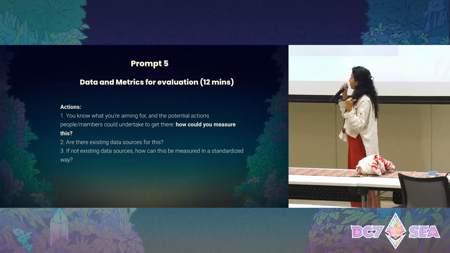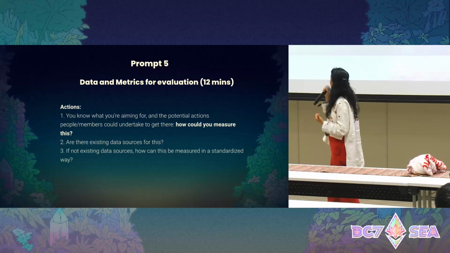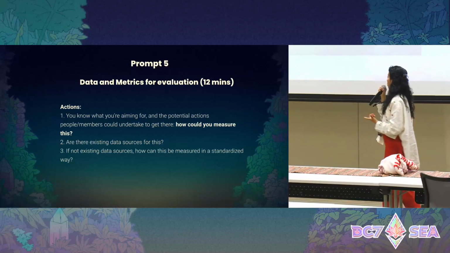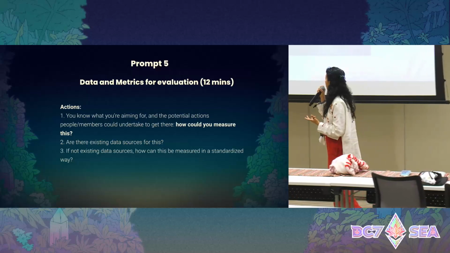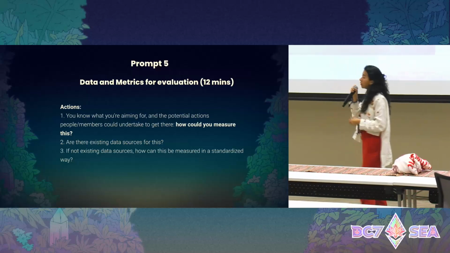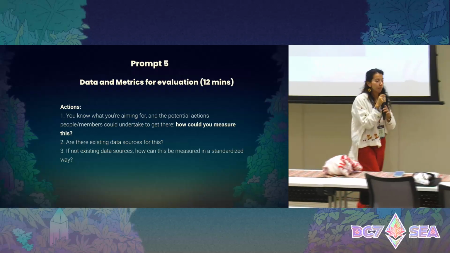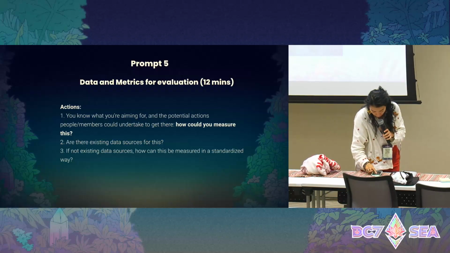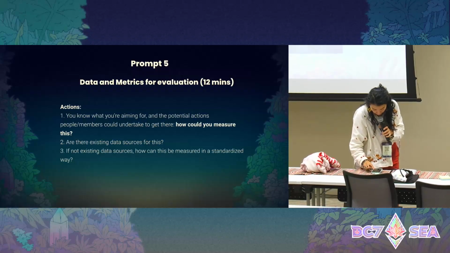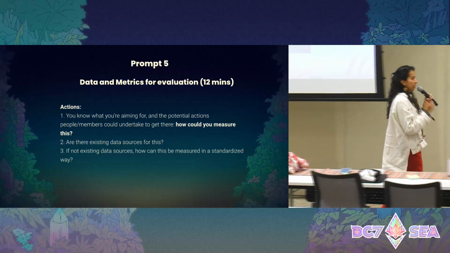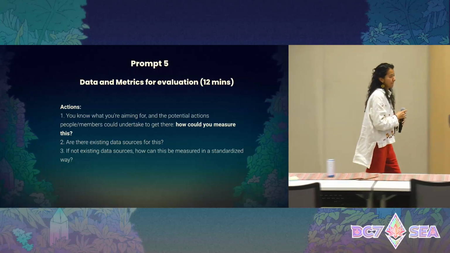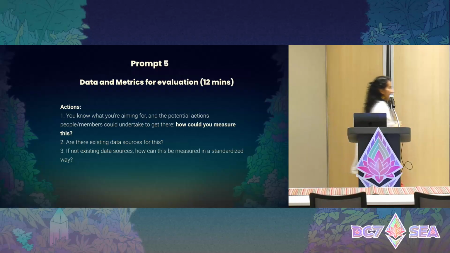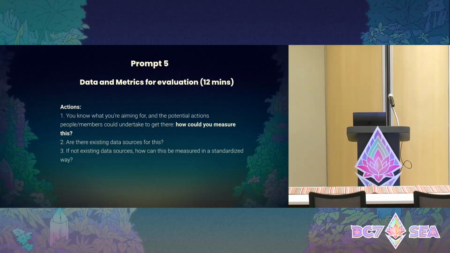Then you can also explore, are there already existing data sources for this information? And if there are not existing data sources for it, how can we measure this in a standardized way? We're going to give 3 minutes for that, and then we'll start wrapping up. Yeah, because we have 8 minutes.